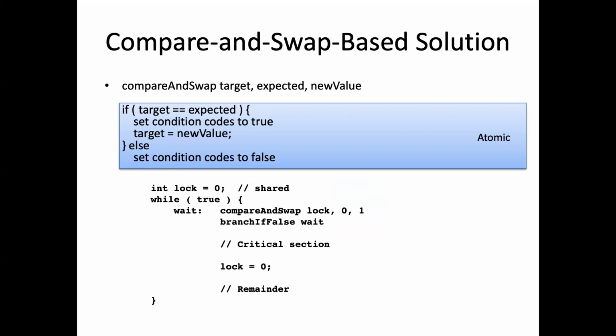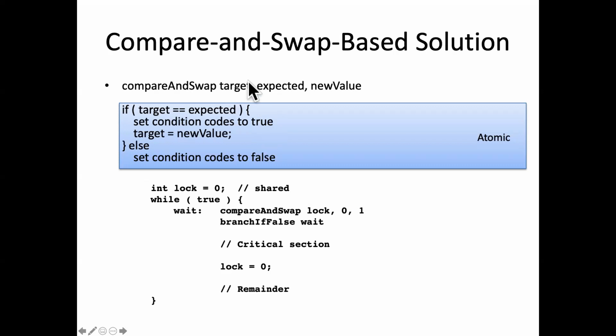Test and set was the one that we spent the most time on, but you can also do this with an atomic compare and swap. It's a little more complicated, or the instruction itself does a little bit more. You can see this blue box up here that shows what it does is a little bit bigger, but the way we're going to use it is a lot like what we just did, so I'll try to describe this more quickly. The atomic compare and swap instruction takes a target memory location.